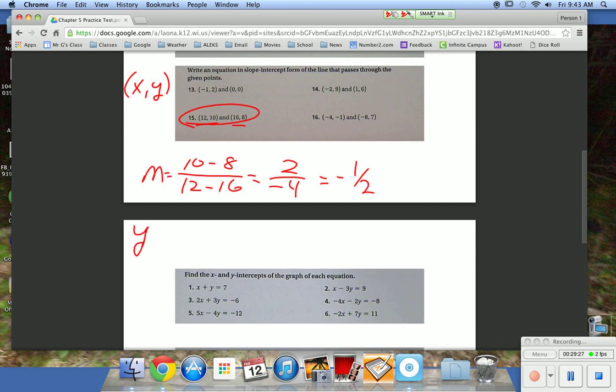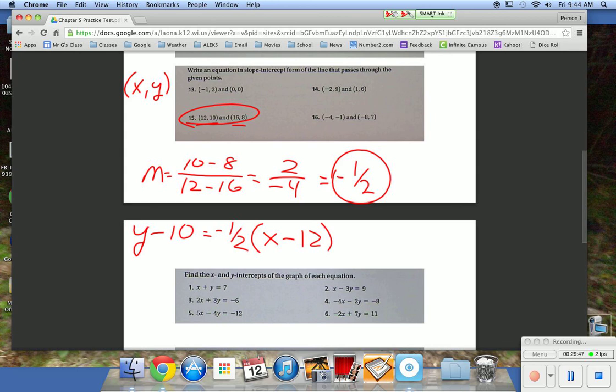That's my x. 10. Okay. Equals what? Equals my slope, right? Negative 1/2 times x minus 12.